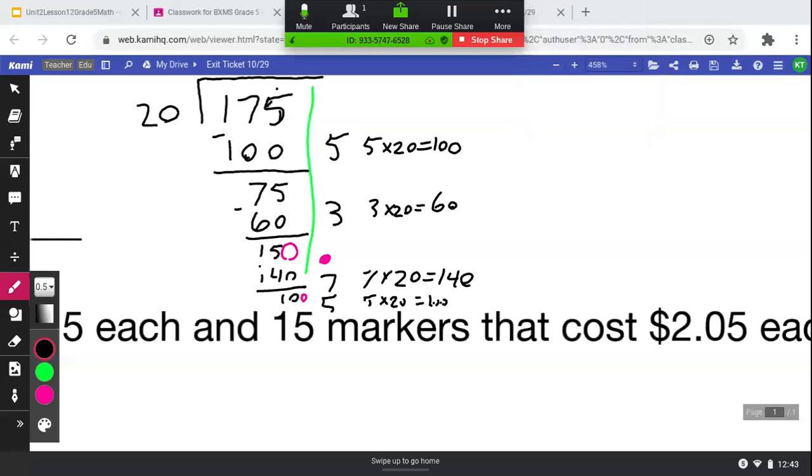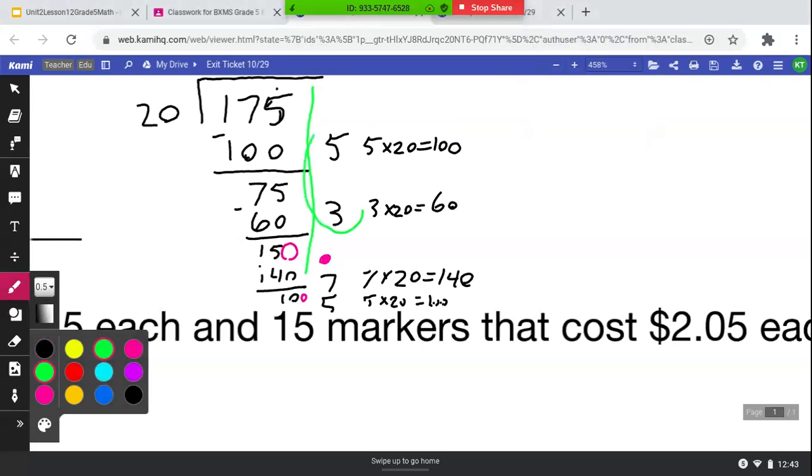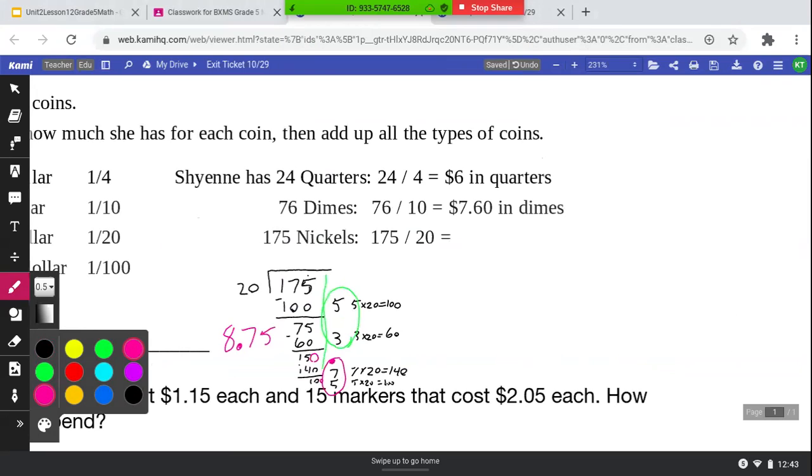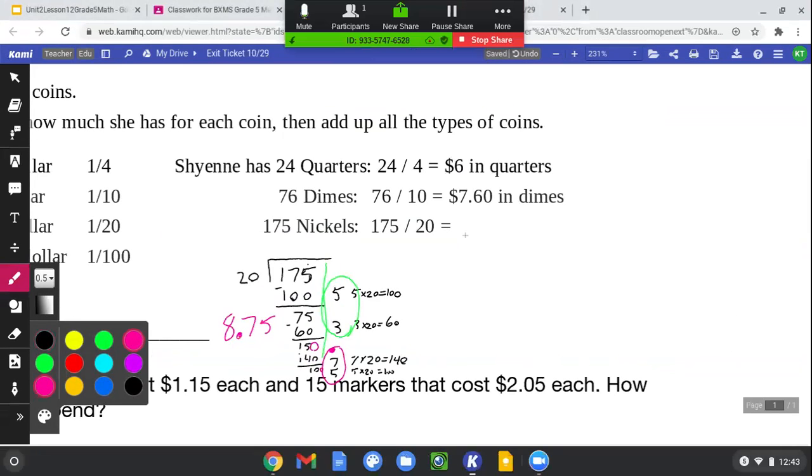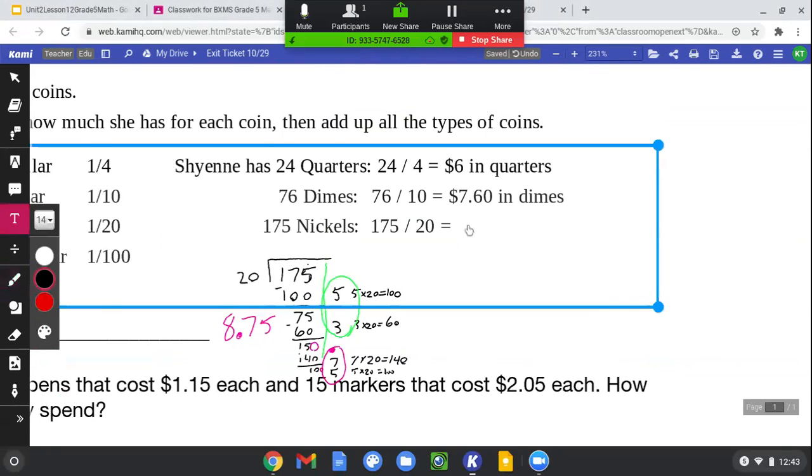So what we are going to do is add up the part before the decimal, which is going to be 8. 5 plus 3 equals 8. And then we are just going to take it as it is. 8 and 75 hundredths. So that's how many dollars in nickels that Cheyenne has. Let me go and write that down.